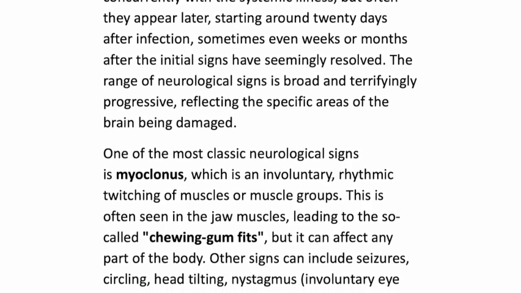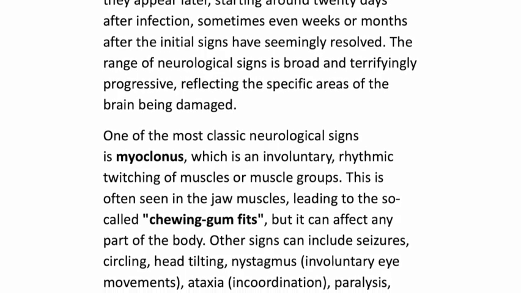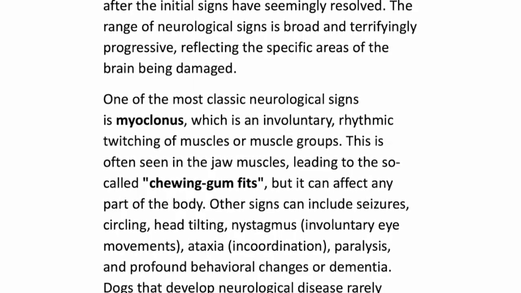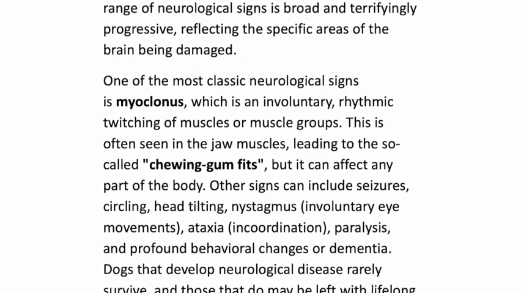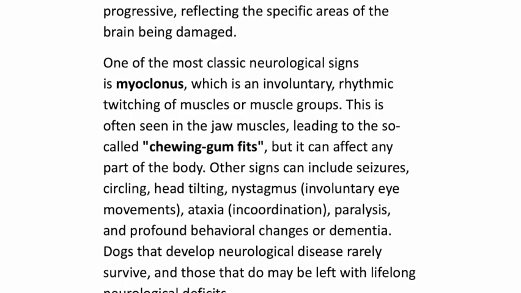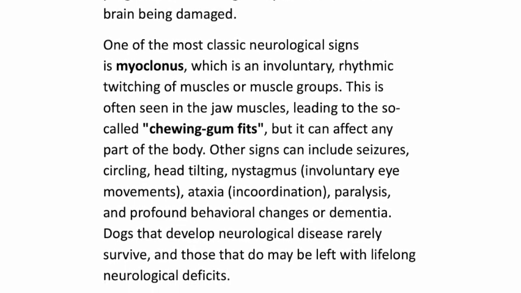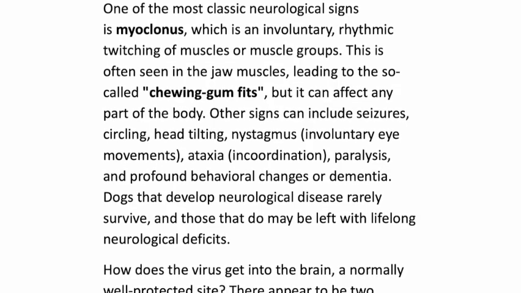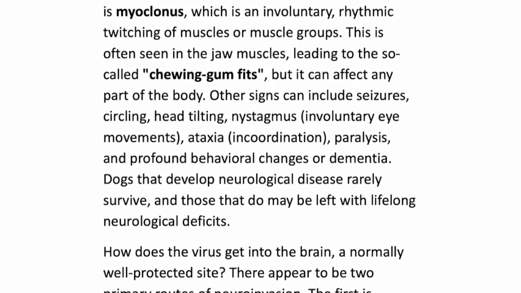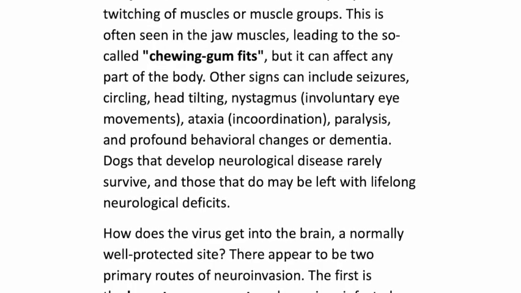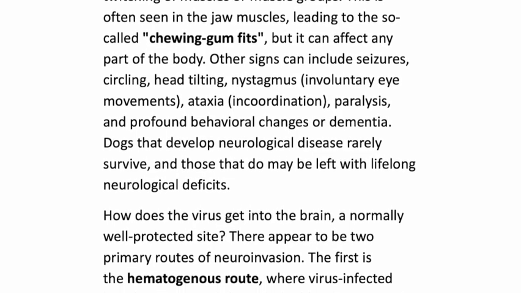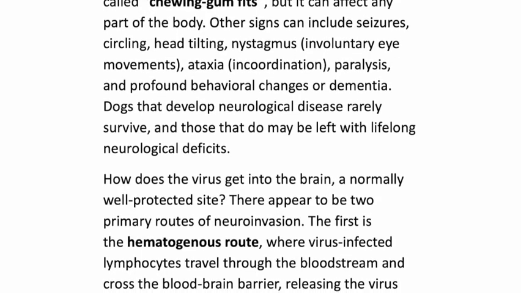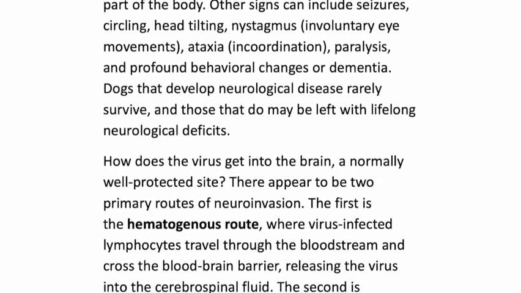One of the most classic neurological signs is myoclonus, which is an involuntary, rhythmic twitching of muscles or muscle groups. This is often seen in the jaw muscles, leading to the so-called chewing gum fits, but it can affect any part of the body. Other signs can include seizures, circling, head tilting, nystagmus, involuntary eye movements, ataxia, incoordination, paralysis, and profound behavioral changes or dementia. Dogs that develop neurological disease rarely survive, and those that do may be left with lifelong neurological deficits.